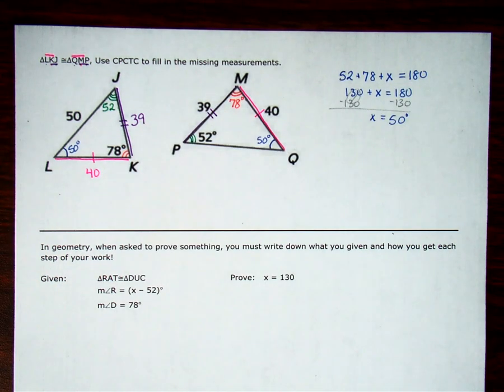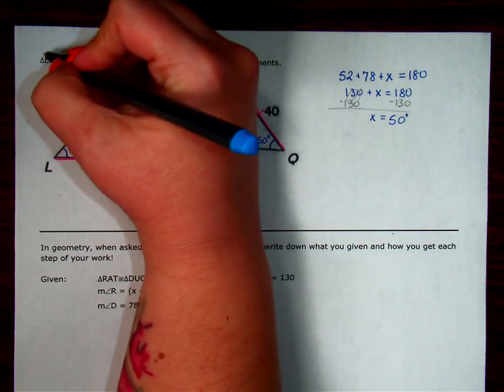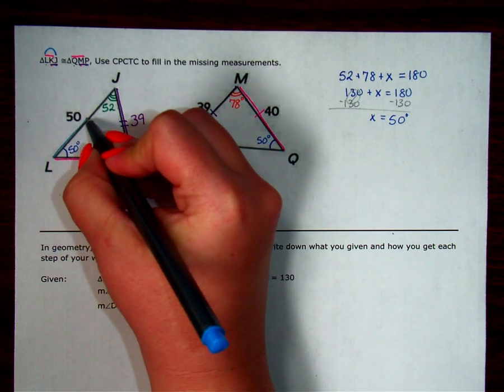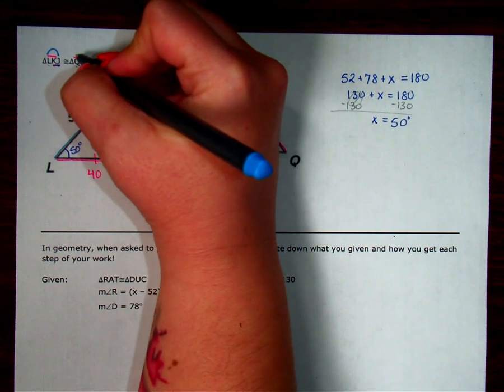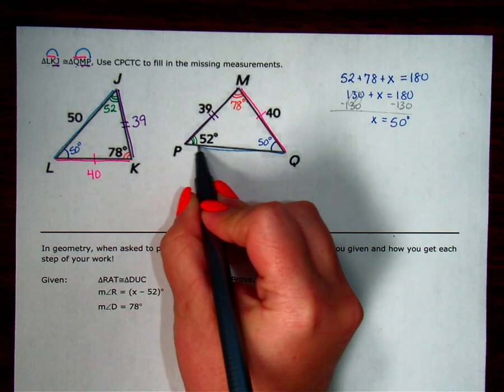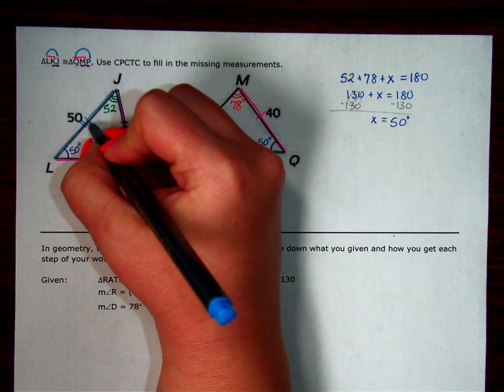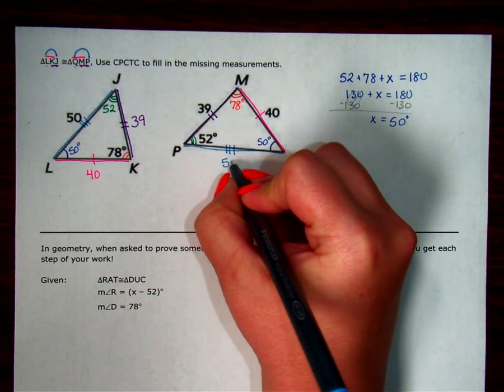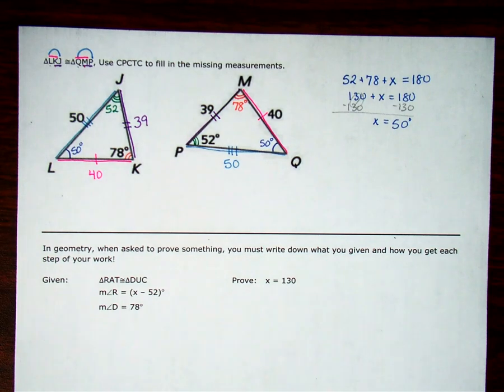Okay, and then for my third set of letters, we look at the outside letter in each side. So my L and my J, L to J, will match up with Q, P, Q to P. So my third sides will match up. If one is 50, the other will also be 50. Okay? So that is using CPCTC to find missing parts of triangles.